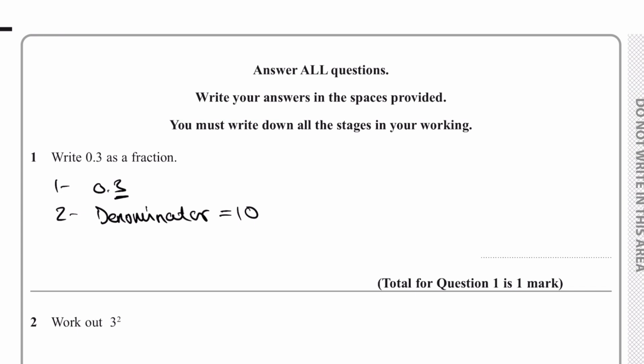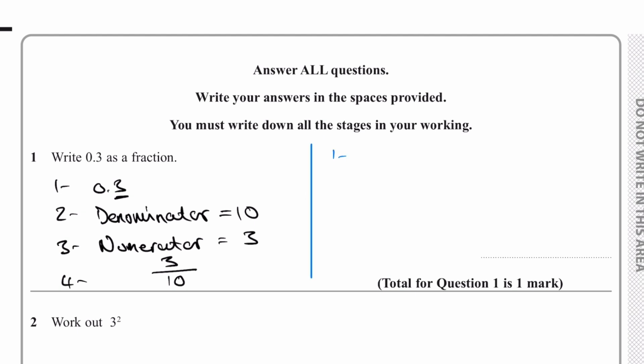Our step 3 is that we write any digits after the decimal point as our numerator. So our numerator will equal 3. And step 4 is that we combine our step 2 and step 3. We write our numerator on top and our denominator at the bottom. Step 5 would be to simplify if possible. In this case, 3 and 10 have no common factors other than 1. So 3/10 is already in its simplest form. And that's our answer. Let's see another way to do this.